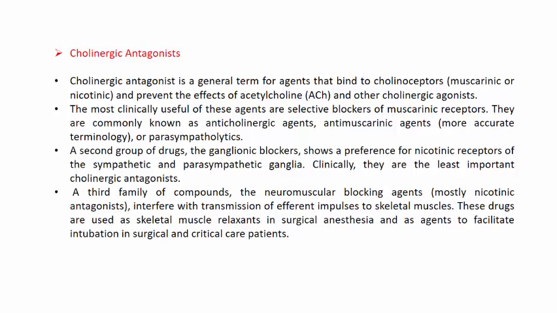فعادة الجانجليونيك بلوكرز show preference for nicotinic receptors of the sympathetic and parasympathetic ganglia، واللي تكون أيضا هذه الأجنس least important cholinergic antagonists. و third group or third family of compounds اللي هي neuromuscular blocker agents، واللي هي nicotinic antagonists، واللي interfere with the transmission of efferent impulses to skeletal muscles. And these drugs are used as skeletal muscle relaxants in surgical anesthesia and as agents to facilitate intubation in surgical and critical care patients. وهذه الجروبس كلها راح نجي ونتكلم عنها بمحاضرتنا لهذا اليوم.